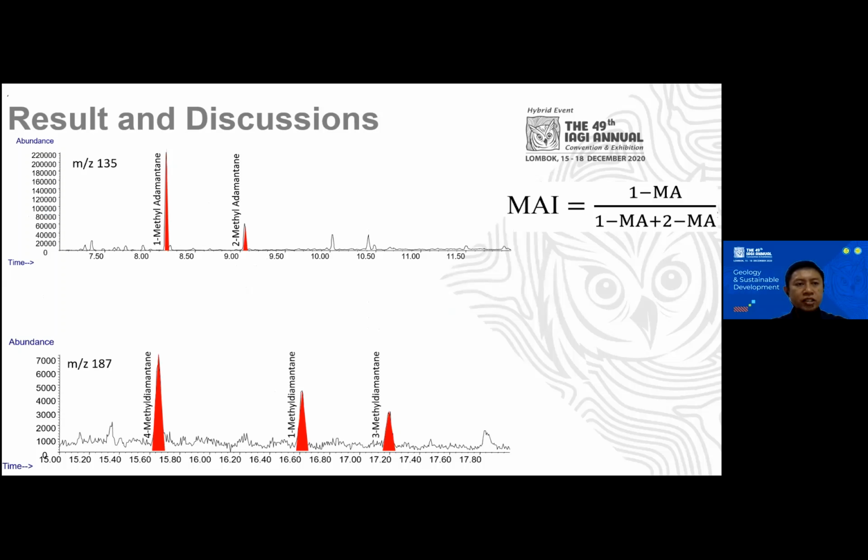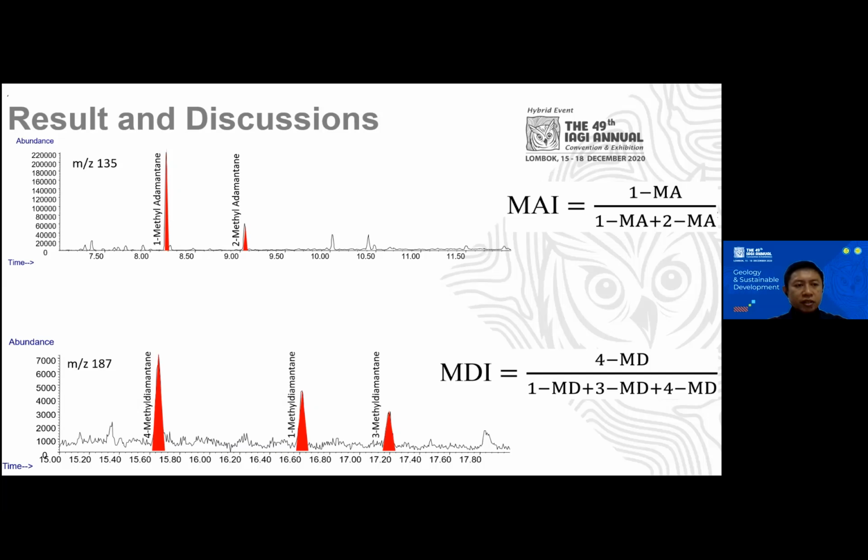The next ratio is the methyl diamantane index, which is the ratio of 4-methyl diamantane to the summary of 1-methyl diamantane, 3-methyl diamantane, and 4-methyl diamantane obtained from m/z 187. Both ratios are presented in percentage. These ratios are based on the research by Chen et al. in 1996, who observed the increasing of this ratio with the increasing of vitrinite reflectance in source rock and oil in several basins in China.